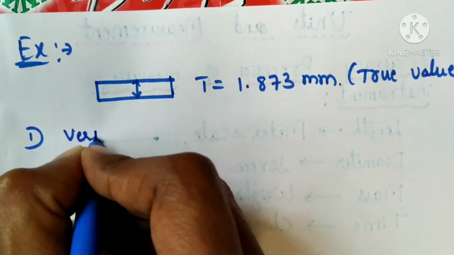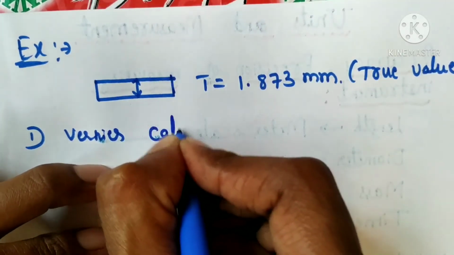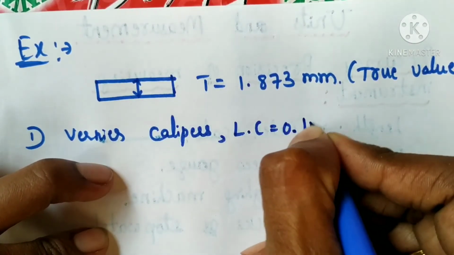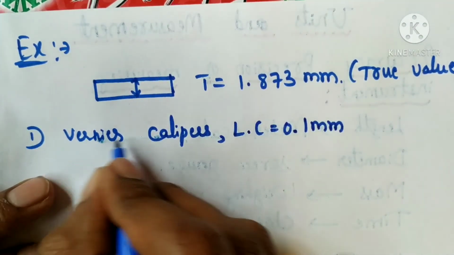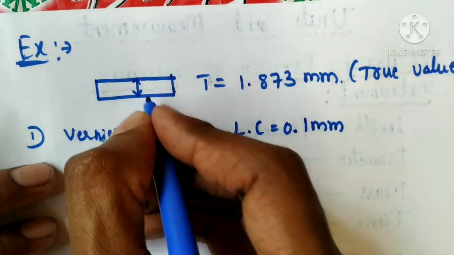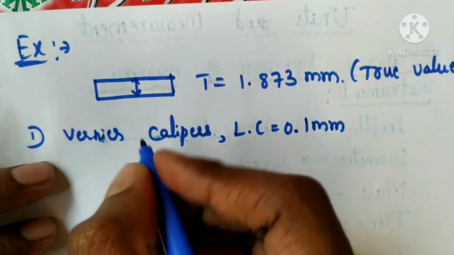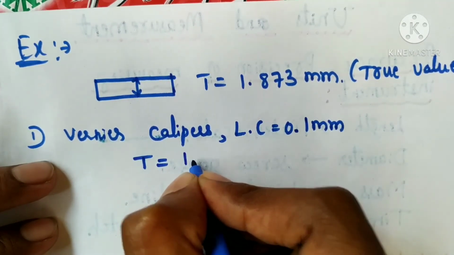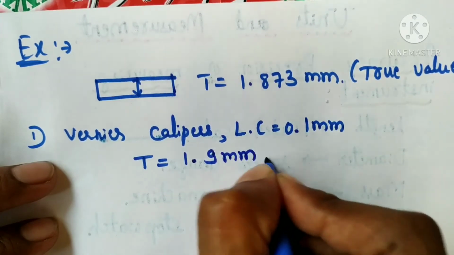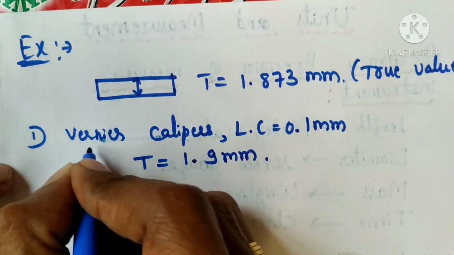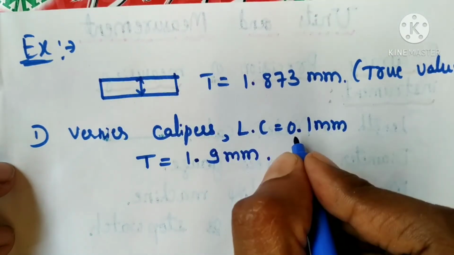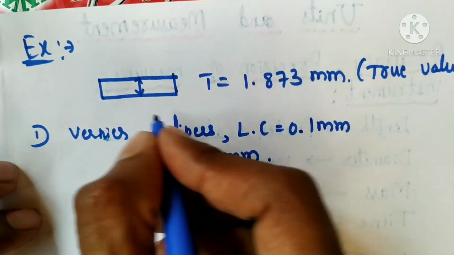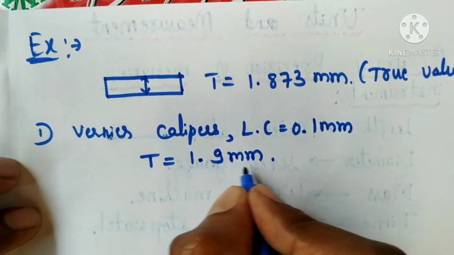Okay, now what I will do, in the first experiment I will take an instrument. Let me take the instrument vernier calipers, and let me say it is having the least count of 0.1 millimeter, and with the help of the vernier calipers let me measure the thickness of this object. So I got the thickness as T equals 1.9 millimeter. Okay, so in the first experiment I have used the vernier calipers with least count 0.1 millimeter, and I got the value as 1.9 millimeter.